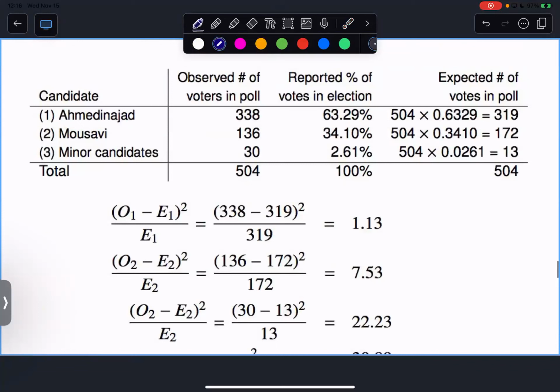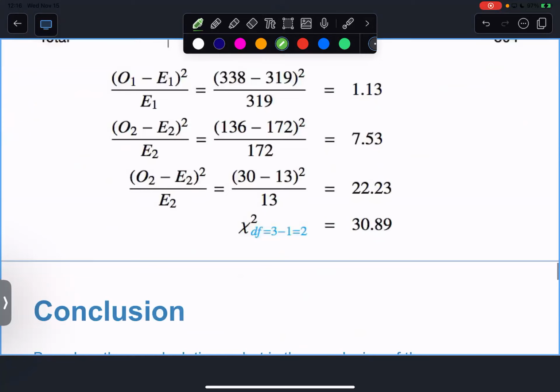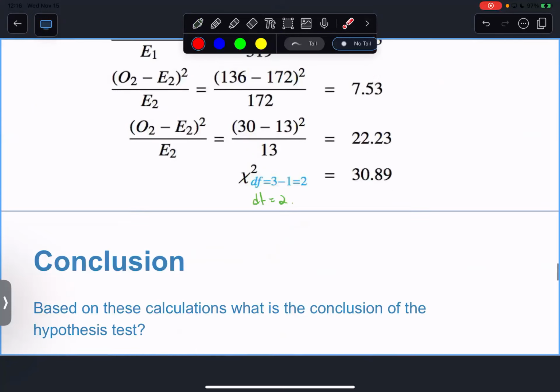This is an accelerated version. What's my K here? K is 3, right? I've got 3 groups. So I have 2 degrees of freedom. Sometimes we write it in a little subscript down here. Chi-squared with 2 degrees of freedom is 30.89.